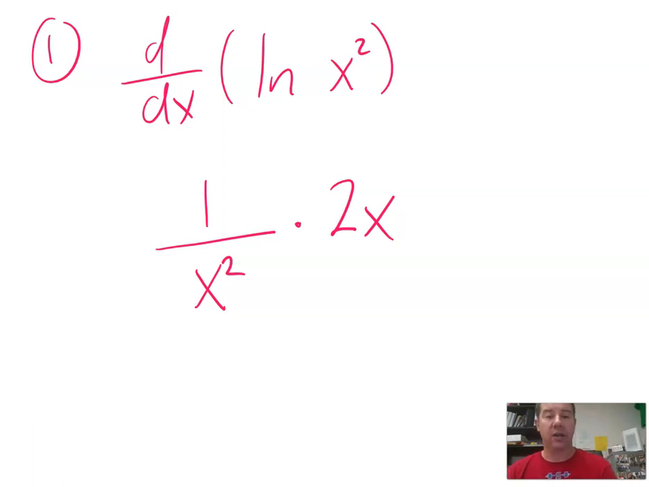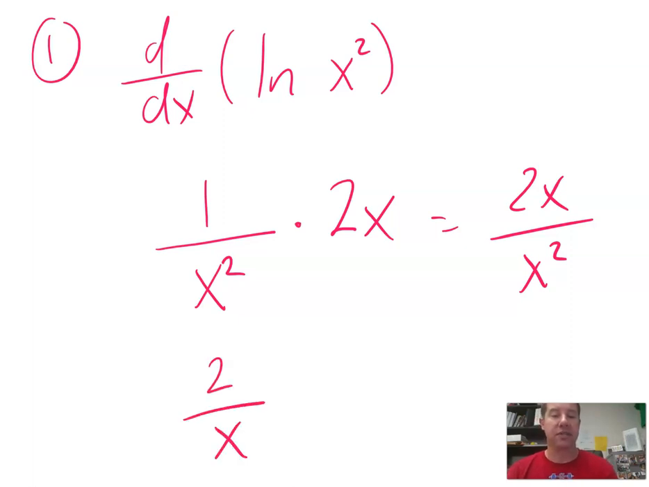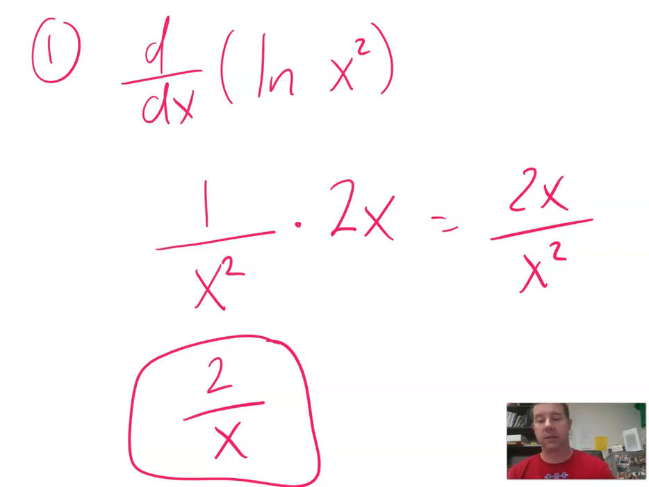Or we get 2x over x squared. Or I can reduce that, and so the derivative of this function would be just 2 over x. Easy peasy lemon squeezy.